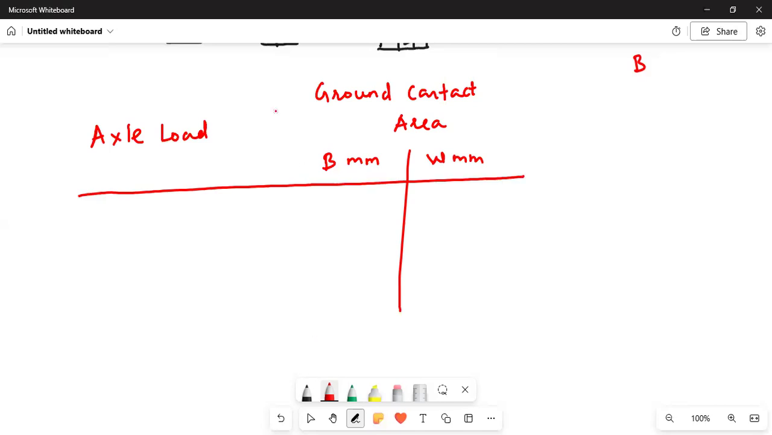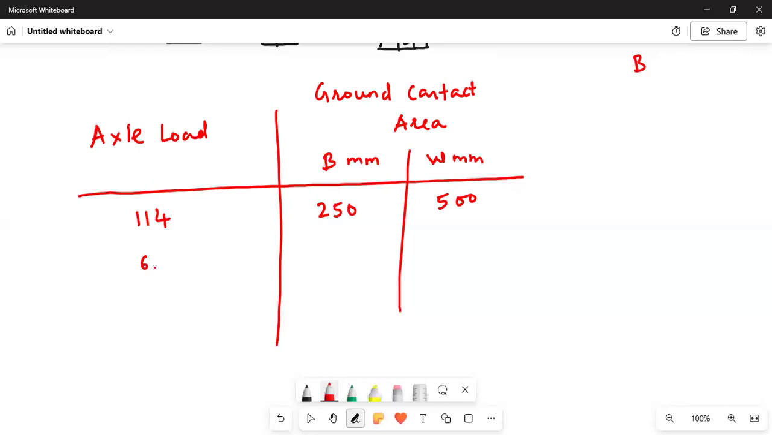Okay. So the first axle load is 114. For 114, the contact surface distance B is 250 mm and W is 500 mm for 114 axle load.